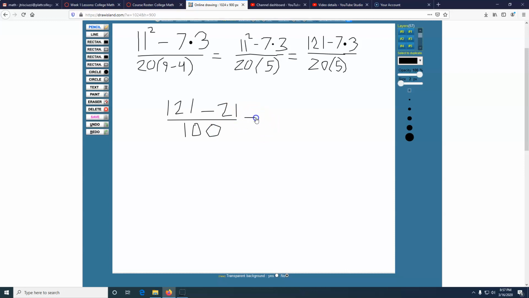And so from here, you can probably see where this is going. We subtract the top parts. We get 100 over 100, which is perfect because it can't get any easier than this. You simplify both, and that leaves you with 1.